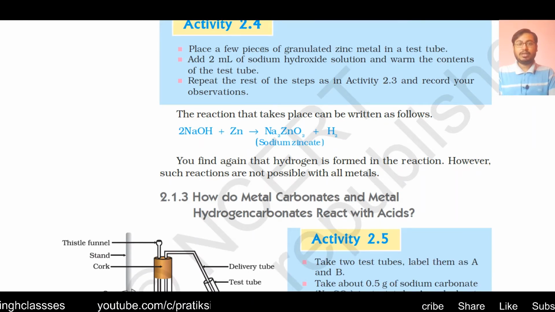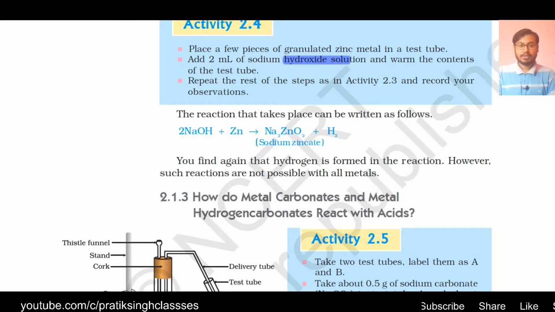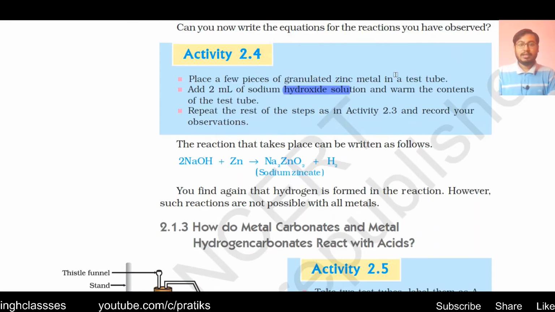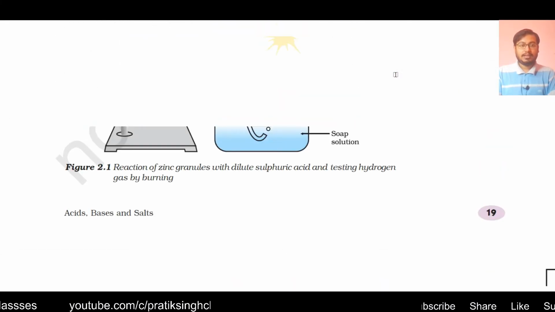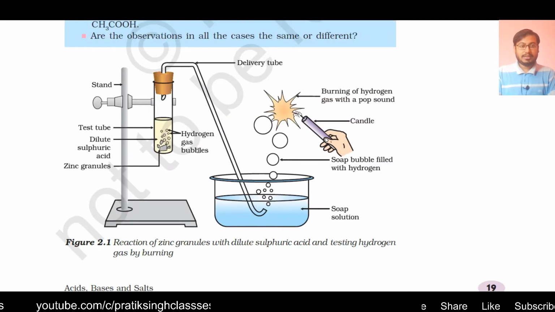Now activity 2.4. Place a few pieces of granulated zinc metal in a test tube. Add 2 milliliter of sodium hydroxide solution, and warm the contents in the test tube. Next, repeat the rest of the steps as in activity 2.3 and record your observation. Same thing we have to do. Instead of sulfuric acid, in this activity we have to take sodium hydroxide solution.